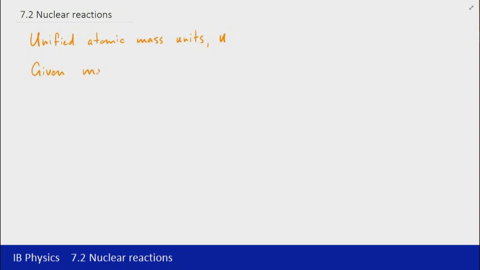And to explain what a Unified Atomic Mass Unit is, first of all we need to identify that masses of nuclei are extremely small. So it's on a scale that we can't really wrap our minds around, trying to think about how small it is. So instead we use an alternative or alternate unit, which is the Unified Atomic Mass Unit.